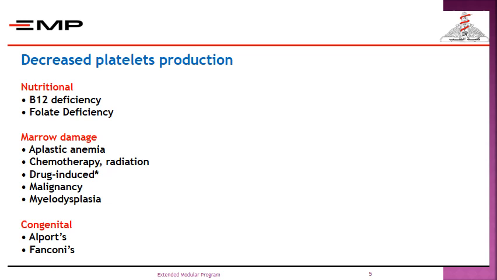drug-induced marrow damage, infiltration of the bone marrow by malignancy, as in metastasis, or primary bone marrow malignancy, like leukemia, myelodysplasia, or congenital bone marrow aplasia, like in Alport and Fanconi syndromes.